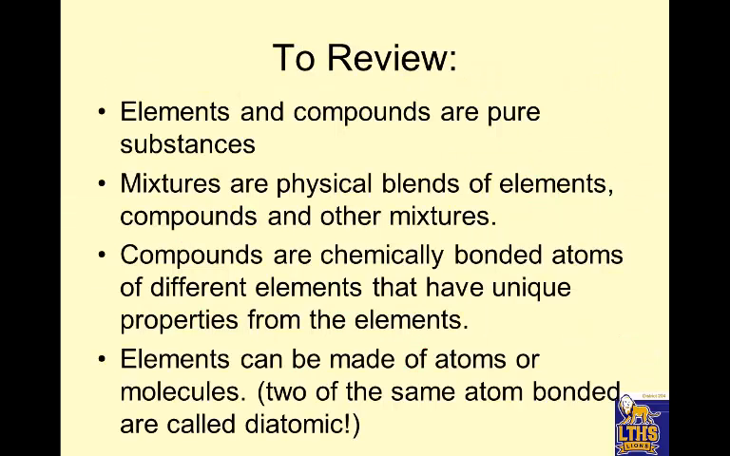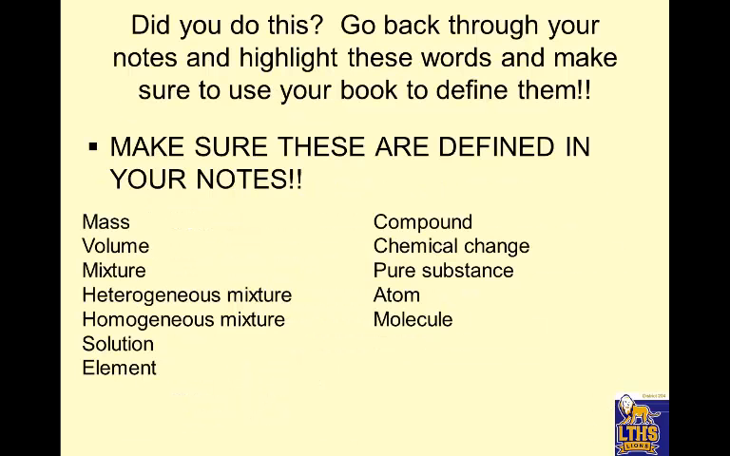Okay, that's important for helping you decide if something's elements, compounds, mixtures. Okay, so to review, let's play some music and review. Elements and compounds are pure substances. Mixtures are physical blends of elements, compounds, and other mixtures. Compounds are chemically bonded atoms of different elements. Compounds have to be different elements. I'm emphasizing. They have unique properties compared to their elements. Elements can be made of atoms or molecules. And two of the same atom bonded together are called diatomic.